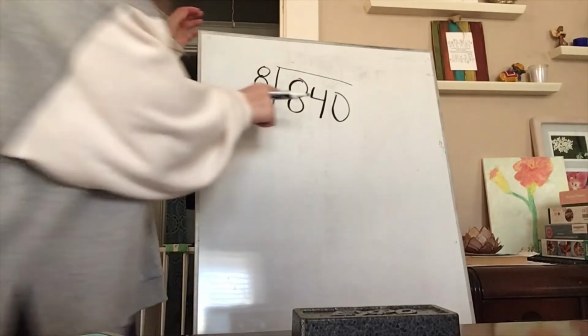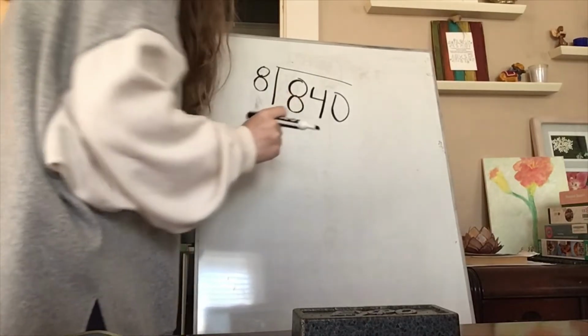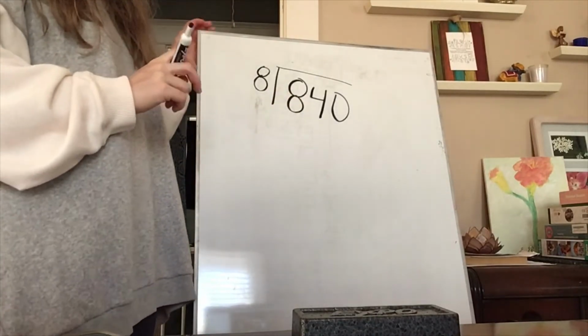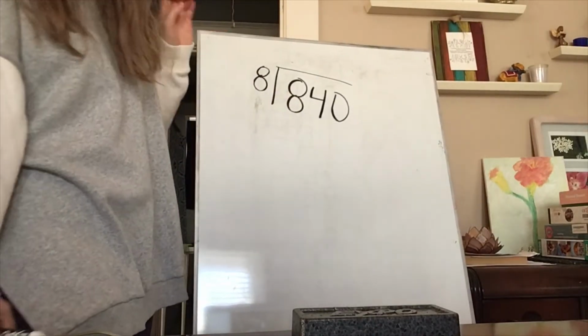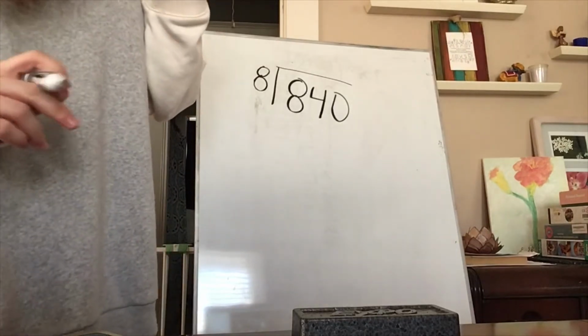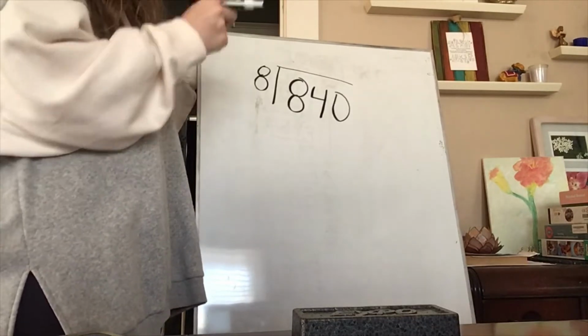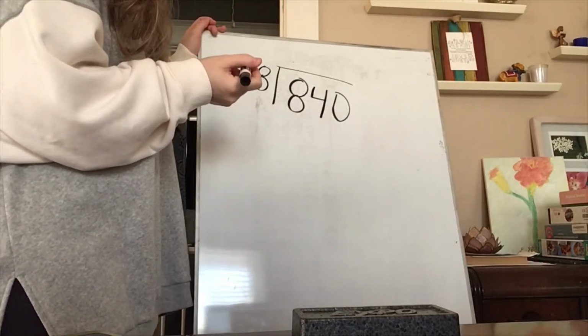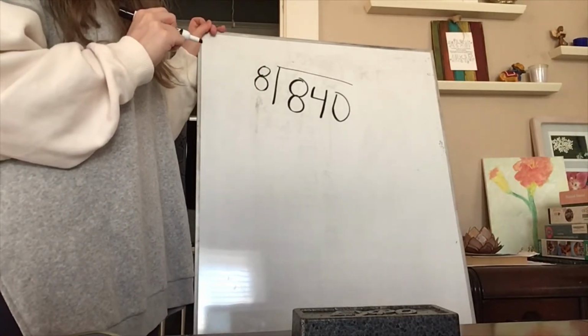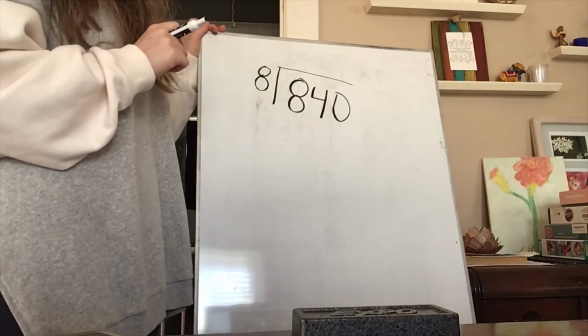Okay, now I'm going to call on somebody to do each part. Prim, stop. Okay, let's ignore her. Okay, so step 1 is what? We have 840 divided by 8. Step 1 is what?